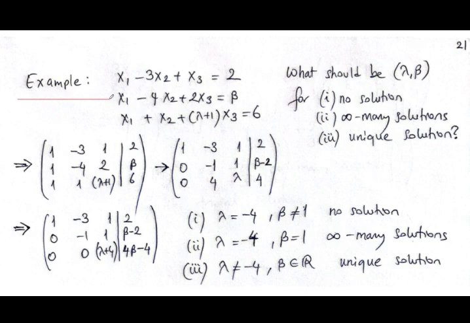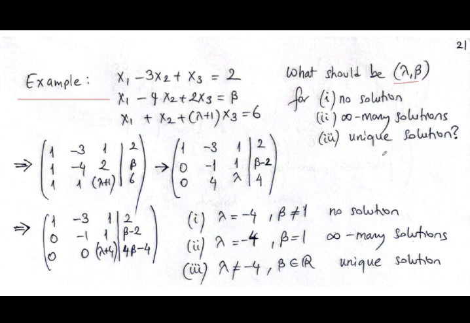Let's look at the next example. This example is slightly different. Now, it has already some unknowns given in this system of equations, and it's asking us what should be lambda and beta for the no solution case, infinitely many solutions, or unique solution.